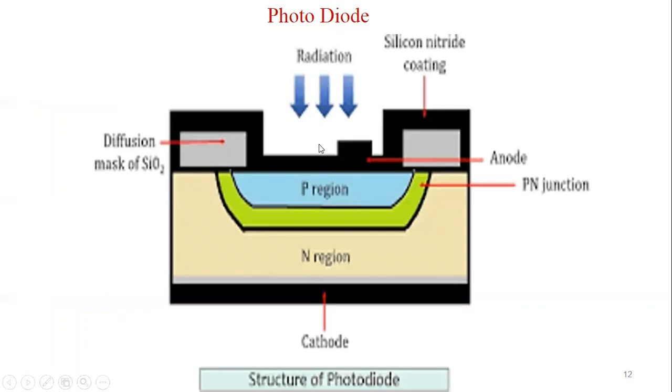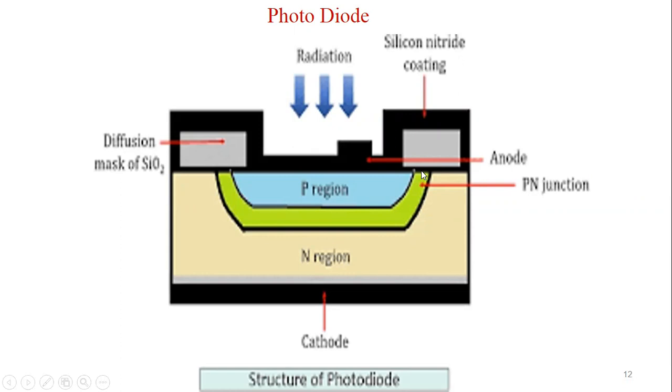Construction. It is formed with the help of both a P region and an N region. So we form an N region, right? And on this N region, we have this P region. When this P and N region get connected, at this joint we get a depletion region, a PN junction.